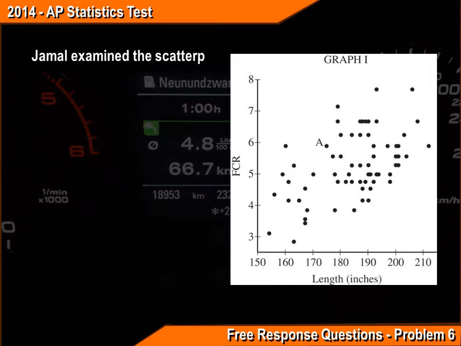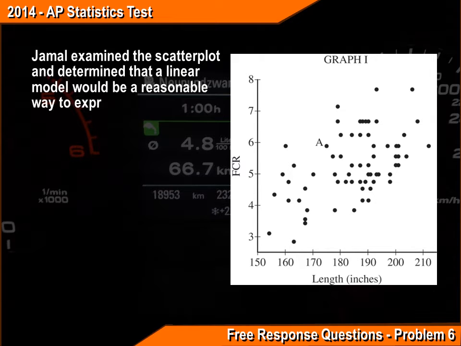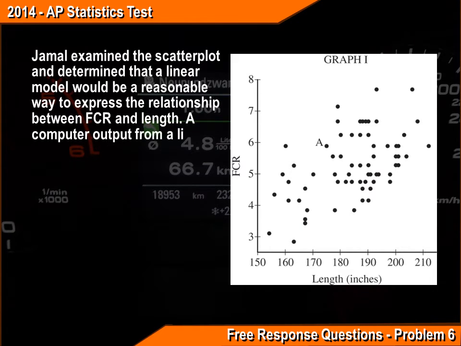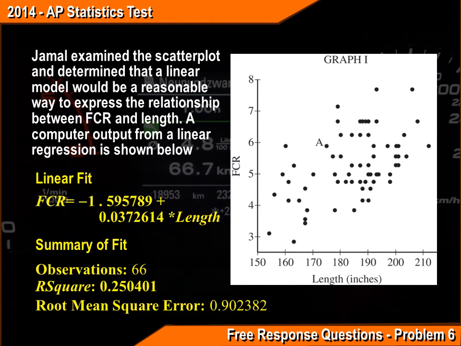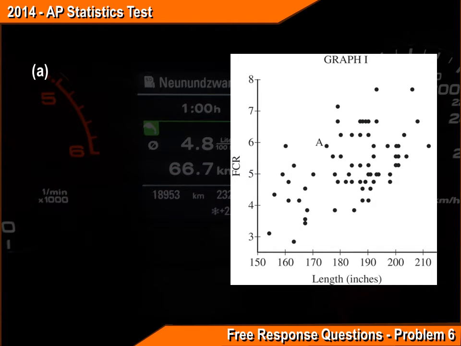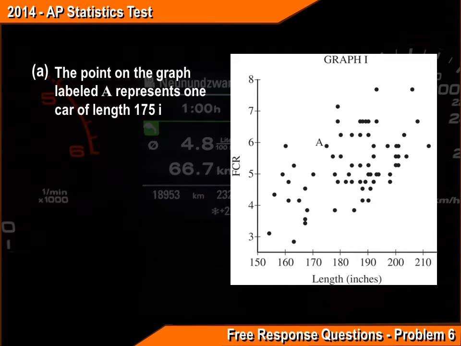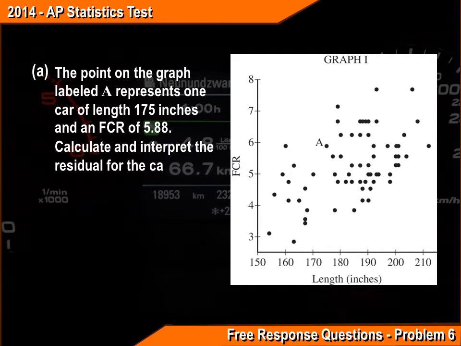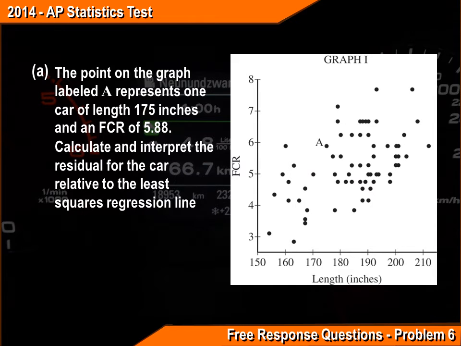Jamal examined the scatter plot and determined that a linear model could be a reasonable way to express the relationship between FCR and length. A computed output for a linear regression is shown below. A. The point on the graph labeled A represents one car of length 175 inches and FCR of 5.88. Calculate and interpret the residual for the car relative to the least squares regression line.